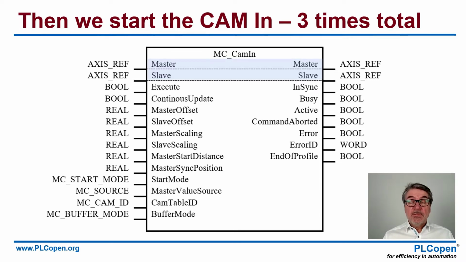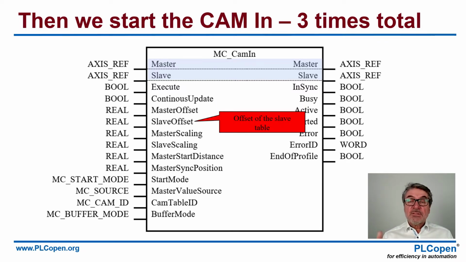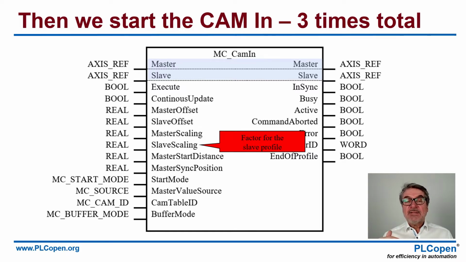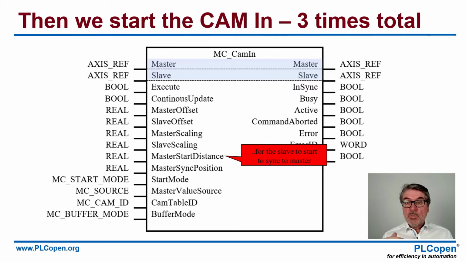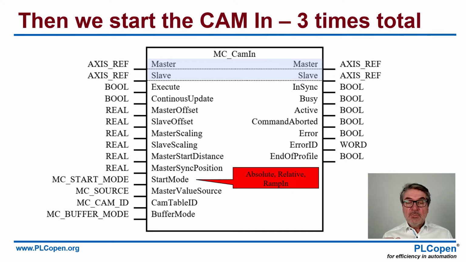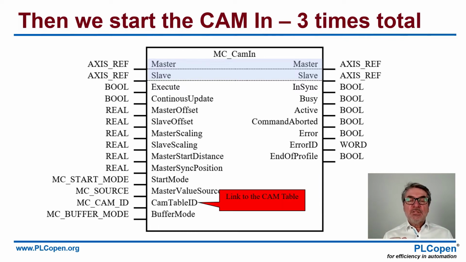So we link the slave to the master. And we do that with certain inputs where we can set the offset of the master, the offset of the slave table, a scaling factor from the master seen from the slave, the master start distance where we sync to the master, and a master sync position where we sync in the profile. We have a start mode: absolute, relative, ramp in. We have the master value source, whether that's a set value or the actual value, where do we link to? And we have the link to the CAM table ID coming in from the previous function block.